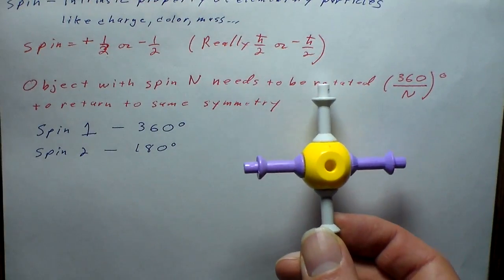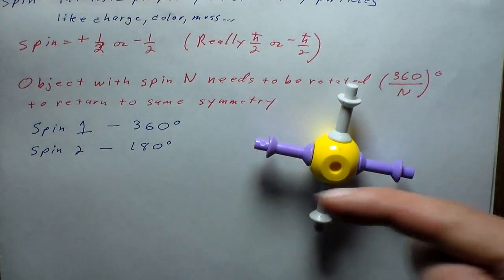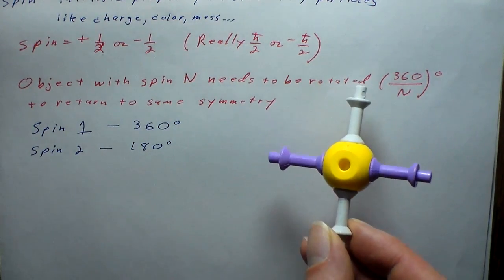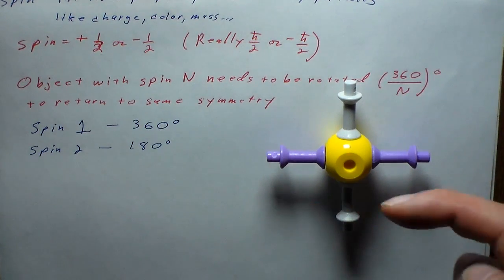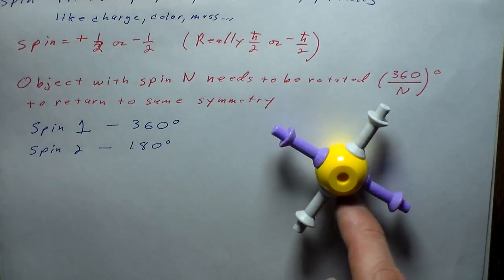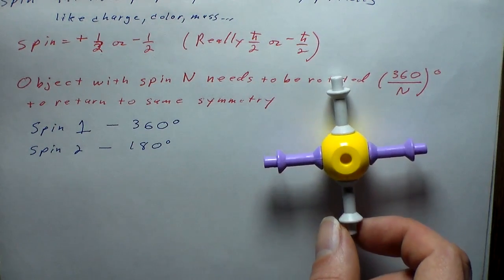All right, and here would be a spin 2 object. So now notice I have my purple going back and forth like this, not up and to the right like I had before. So if we rotate this, remember we're going this way now. If I do this by 90 degrees, nope, it looks different. But at 180, that looks exactly the same. So this would be a spin 2 object.